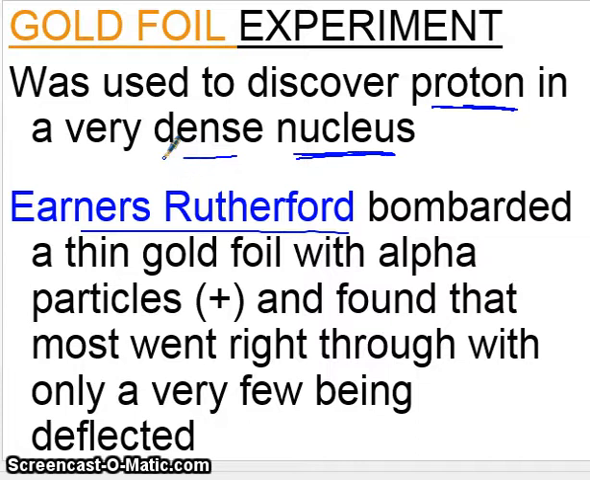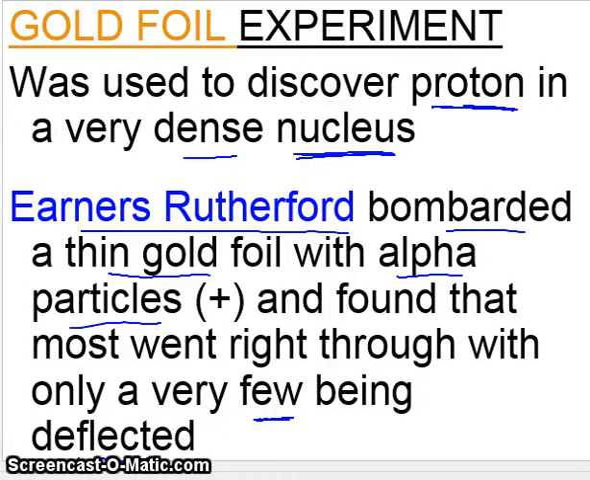What he did is he took a thin gold foil, a piece of gold sheet, and then he bombarded it, or shot it, with a bunch of what are called alpha particles. Alpha particles are actually positive little particles. What he found is that through the gold foil, most of the particles went right through. Nothing happened. Only a few were actually deflected, meaning only a few shot back.